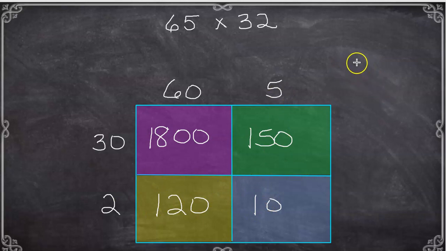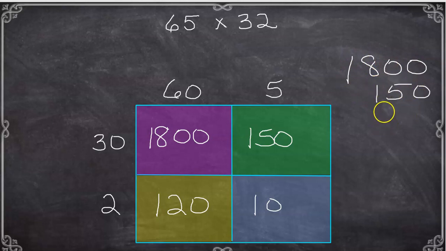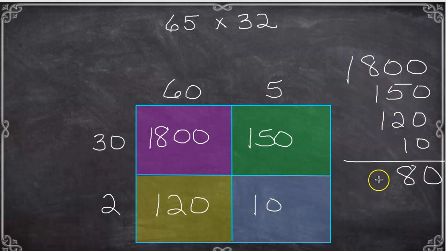So now I just need to add everything together. Okay, I've got all zeros there in the ones place. This is going to be 8. 5 plus 2 plus 1. 8 plus 1 plus 1 is 10. Regroup that 1. So the answer to 65 times 32 is 2,080.